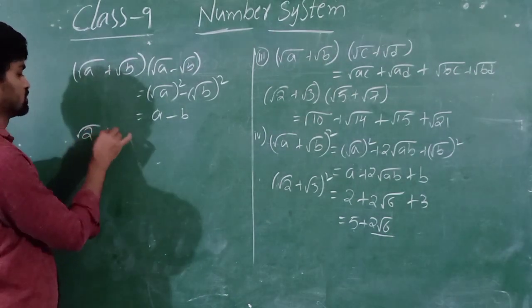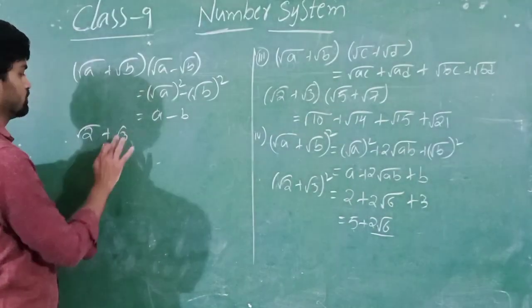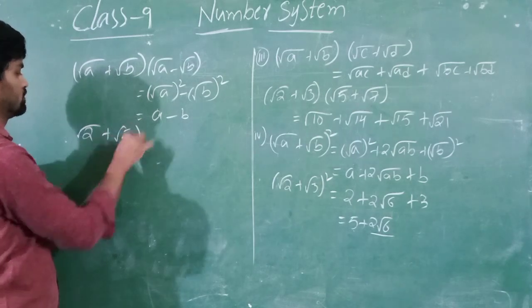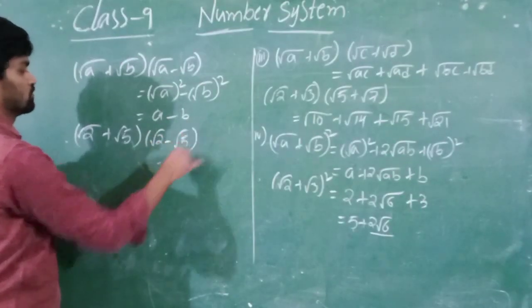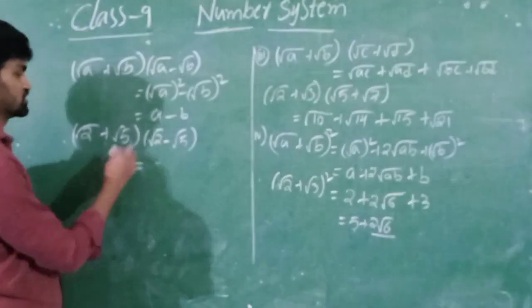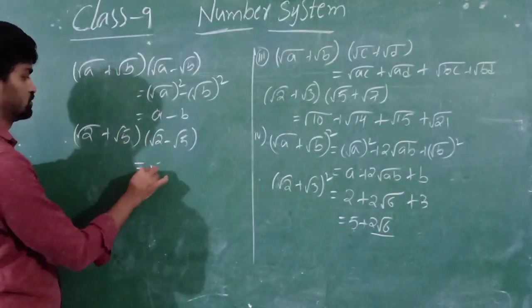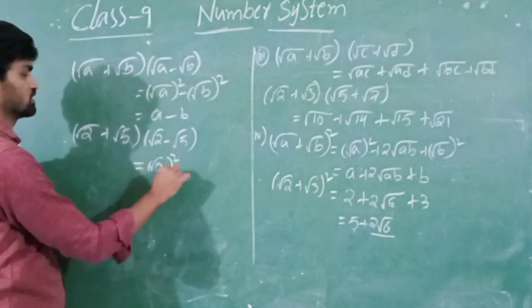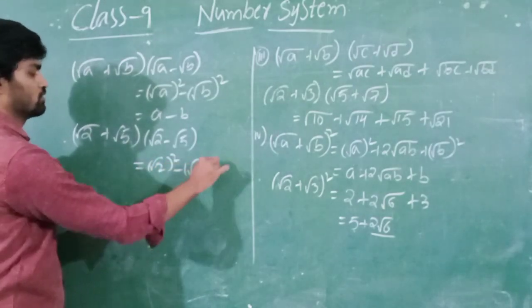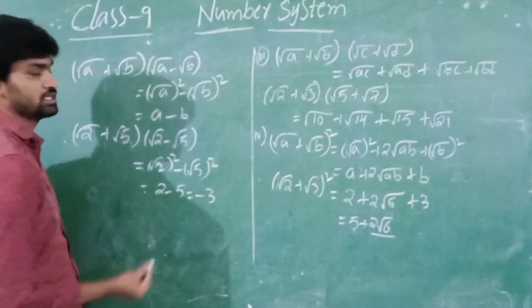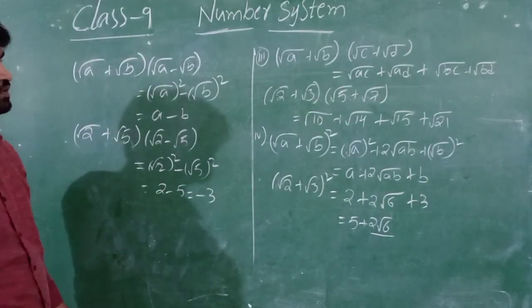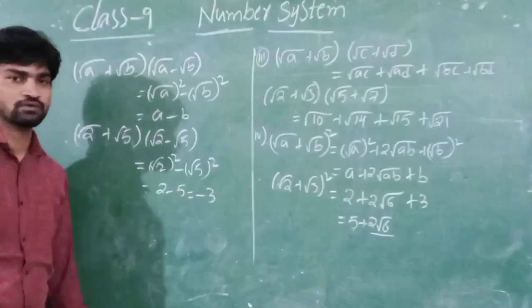So see one example. Take root 5 into root 2 minus root 5. If you got a square minus b square directly, you go root 2 whole square minus root 5 whole square. That is 2 minus 5. You will get minus 3. Okay. Now these are the identities which you have.